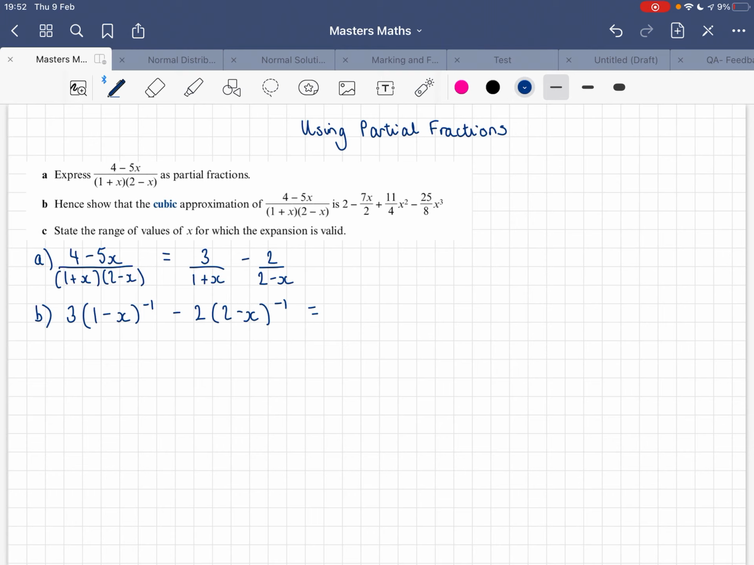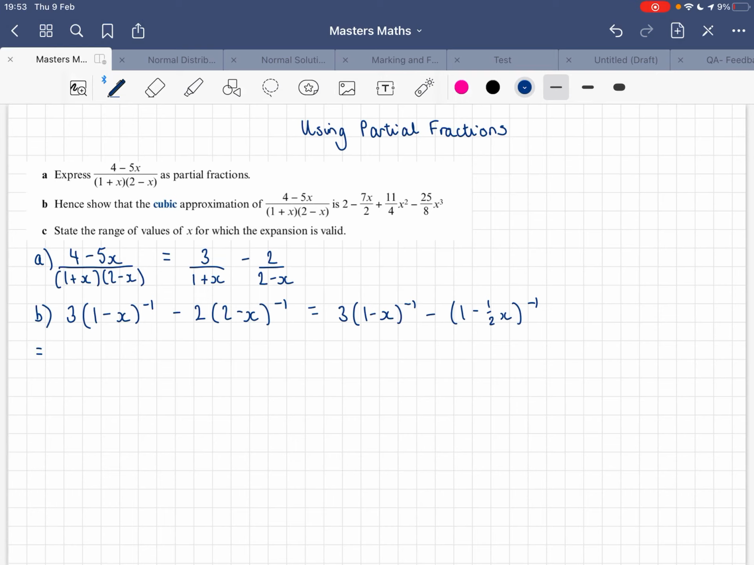Now the first thing we need to deal with is this 2. We need it to be a 1, so we factorize the 2 out. So the first bracket doesn't change. But if we factorize out the 2 and raise it to the power of negative 1, that gives us a half. Multiplied by the 2 that's already there, the 2 cancels out with the half, leaving us with just 1 minus a half x to the power of minus 1. And then we do the expansion for each of these brackets.